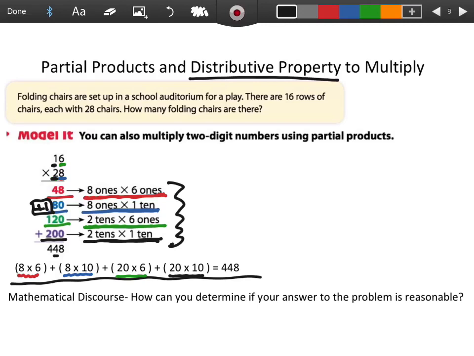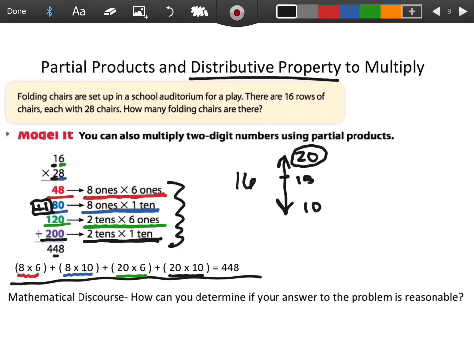So let's think about this. If we have the number 16, what number is that number close to? Is it close to 20? Or is it close to 10? Well, I know that 16 falls above 15, which would be right in the middle here. So 16 is closer to 20 than it is to 10.